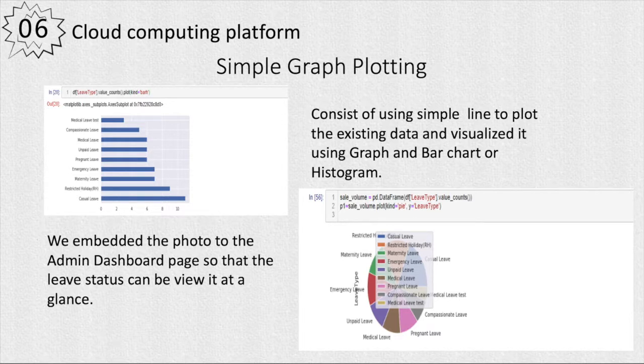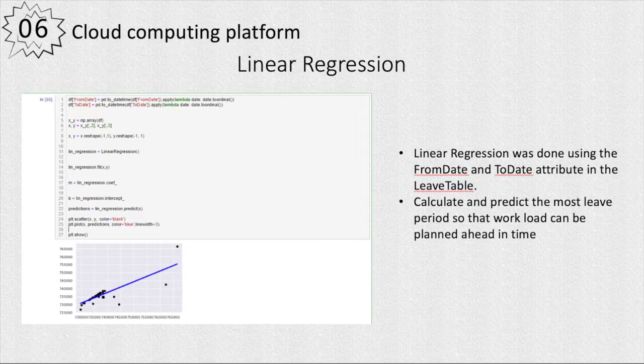The next will be linear regression. Linear regression will be done using the two attributes, the from date and to date. The from date is the start of the leave, and the to date is the end of the leave that an employee has taken. We are using these two attributes to calculate the most number of months the employee likes to take their leaves on. So we can see there's a concentration of a certain period where the employees like to take their leave. So in this case, the manager can better plan the workload ahead.